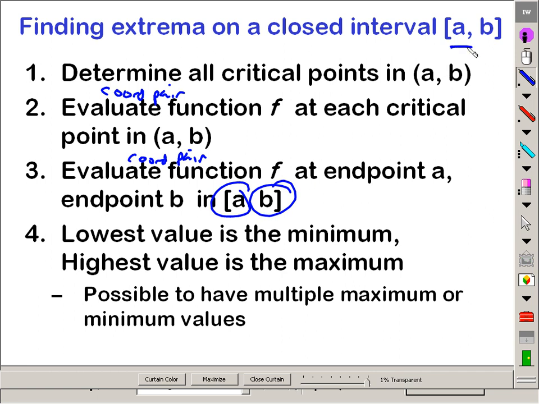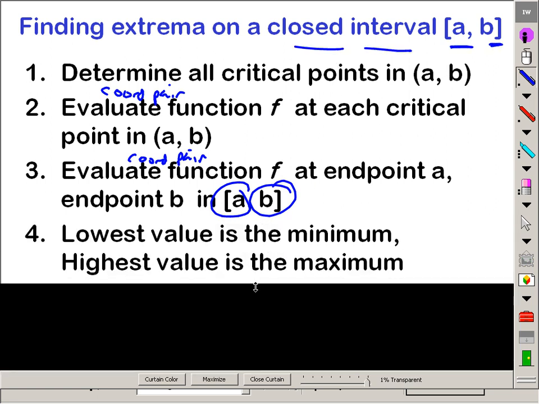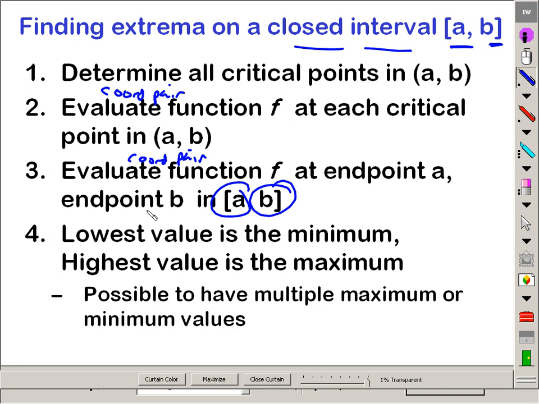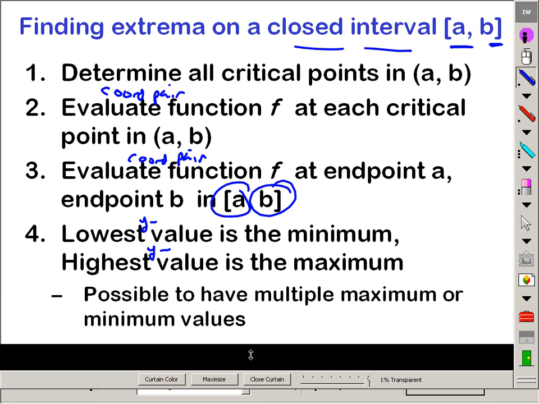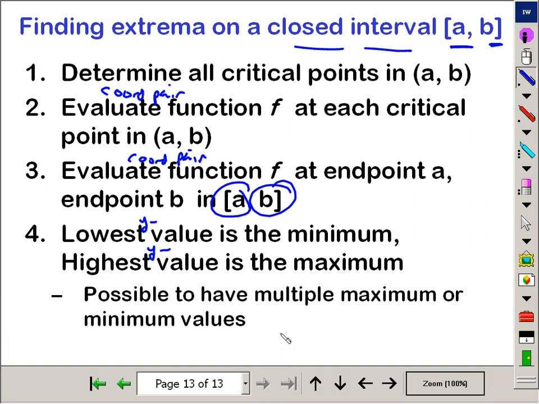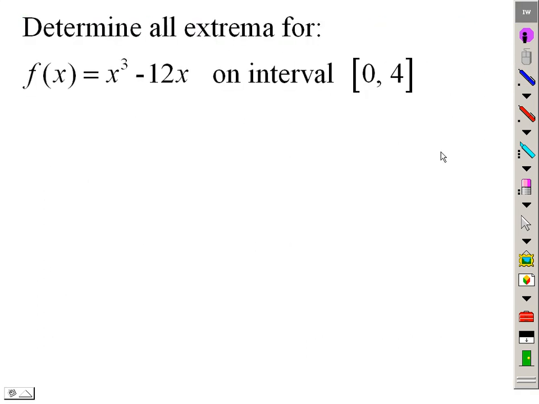But we want to do it at the endpoints as well, because don't forget, it's a closed interval, AB. The lowest y value is the minimum. The highest y value is the maximum. And it is possible to have multiple maximum or multiple minimum values. So it's more or less a 4-step process. I'm going to walk you through one of them, then I'll give you guys some time, and then we'll go through a couple more of these.